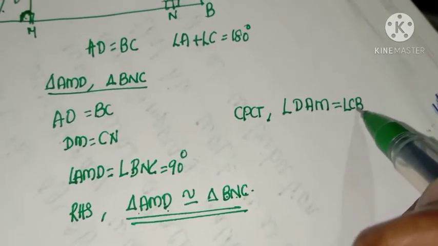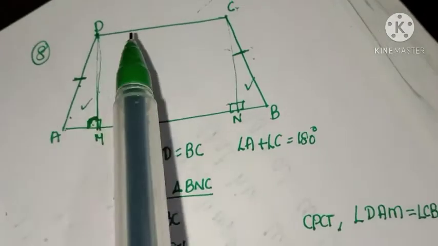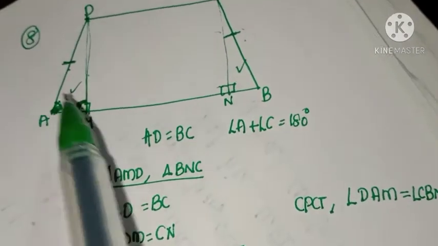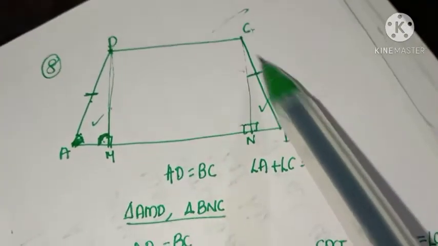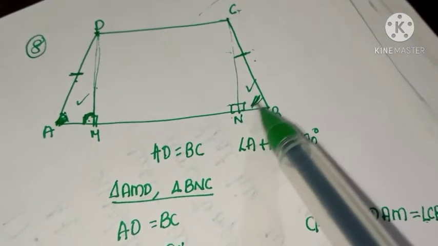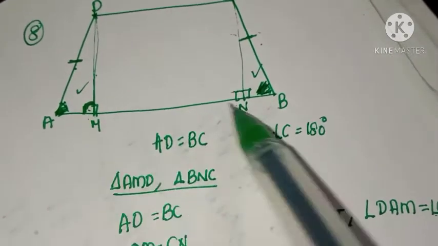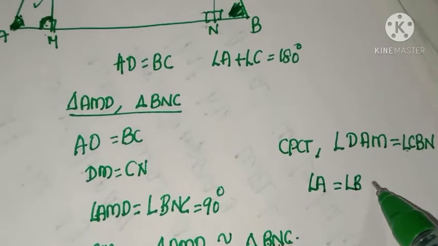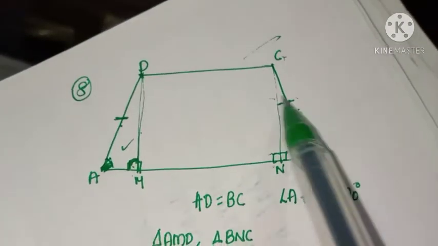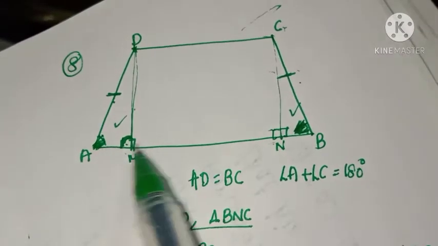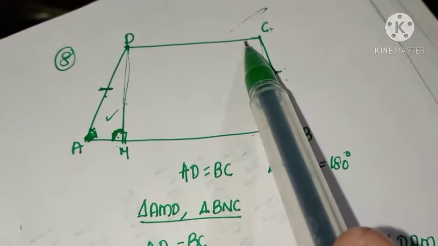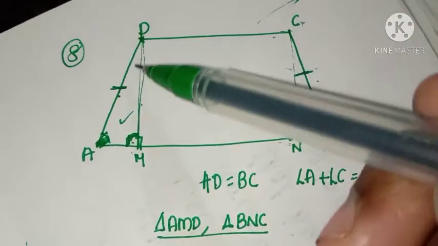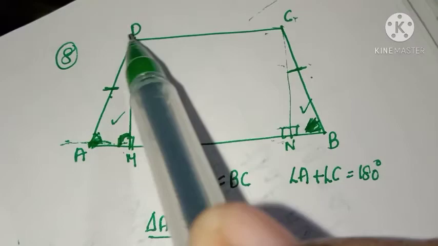Look at the figure. DAM means angle A, isn't it? Now CBN means angle B. That is, angle A is equal to angle B. Now listen. ABCD is a trapezium. Therefore, AB and CD are parallel sides. So these two are parallel sides.